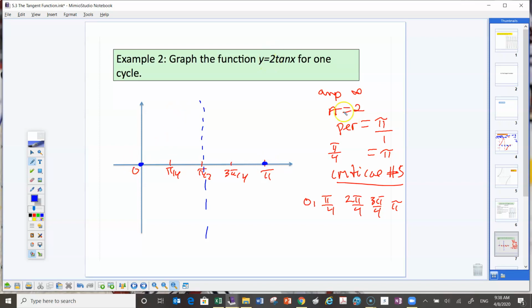But now, because a is 2, my stretch factor is going to be 2. So that means that pi over 4, the point halfway between 0 and pi by 2, it's going to go up to 2, and at 3 pi by 4, it's going to go down to 2. And now when I sketch this, it's going to start here, it's going to go through that point and head up, and this one's going to go down through that point and head down toward the vertical asymptote. So it looks very similar. The only difference is my stretch value is 2 now.